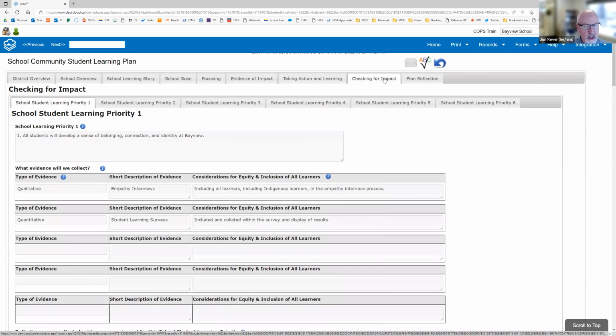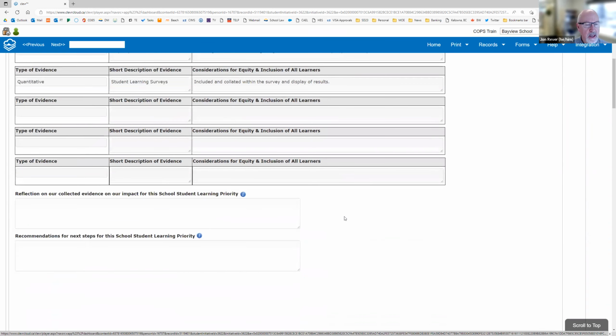Once that's completed, we are into the phase of checking for impact. The data flows forward from the previous screens, and principals and vice principals engage in a reflective process with their community. So they'll be talking with their teachers, their parents, and in most cases, their kids about what has been the impact of all of the work and learning that we've done around this particular priority.